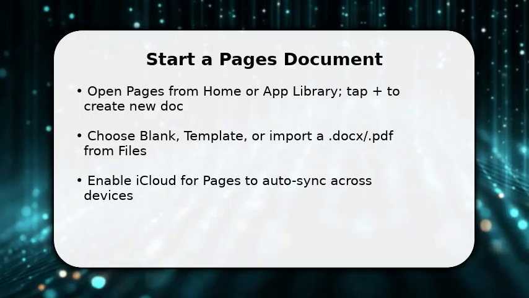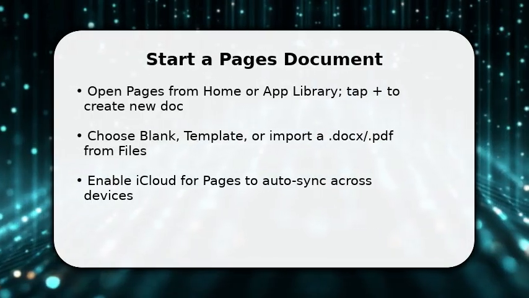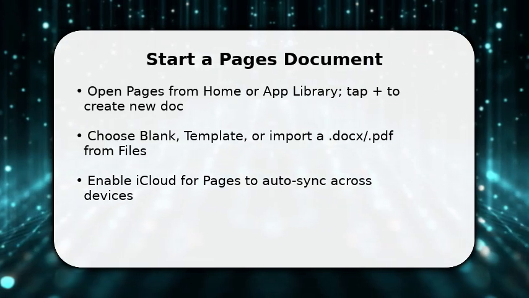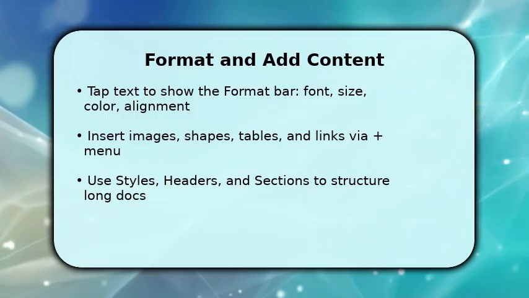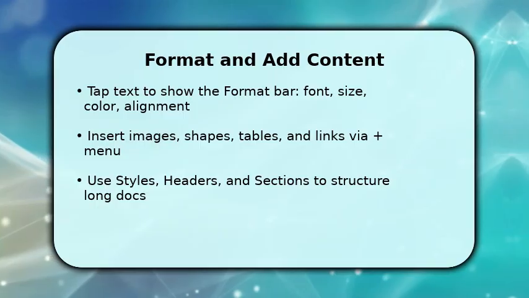devices. You'll see formatting controls appear automatically. Use them to set margins, fonts, and styles before adding content to keep layout consistent. You'll now format and build the body of your document using the format bar. Tap any text block to change font, size, color, and alignment.